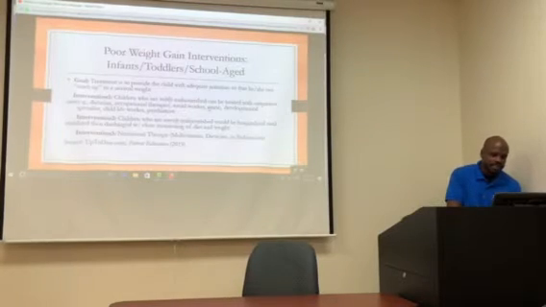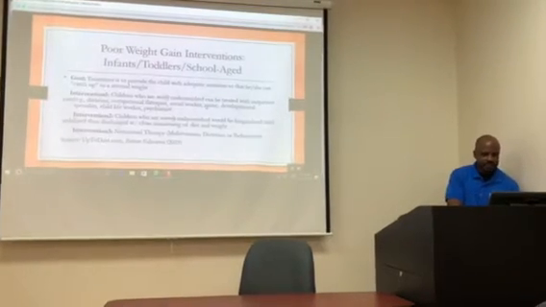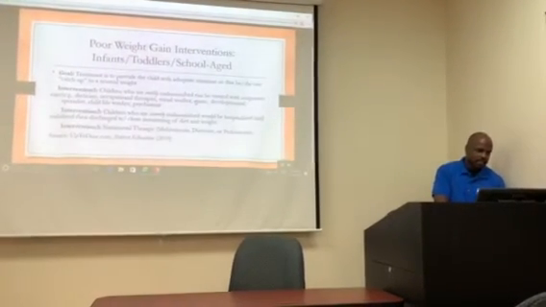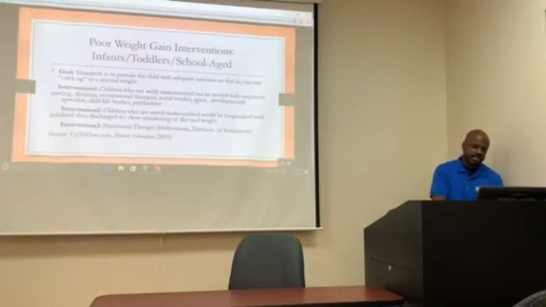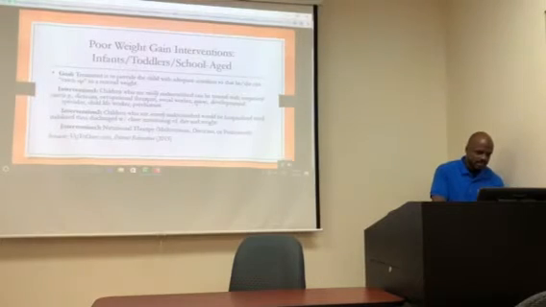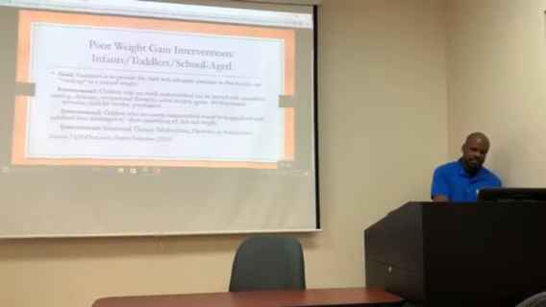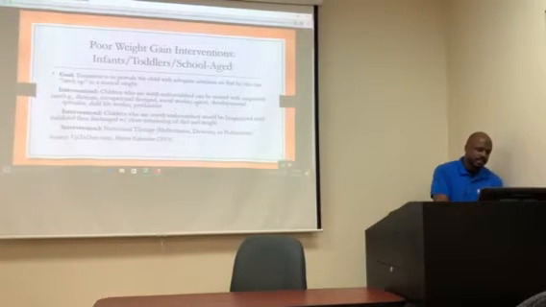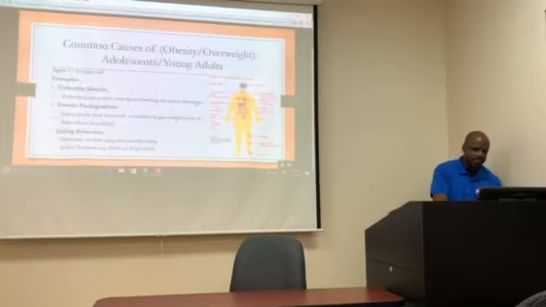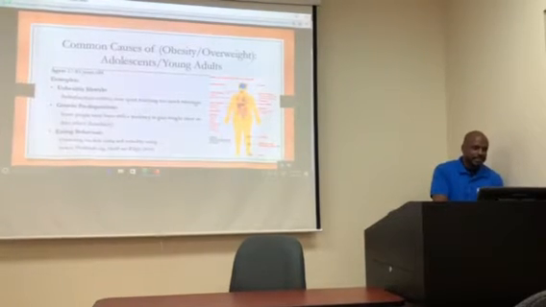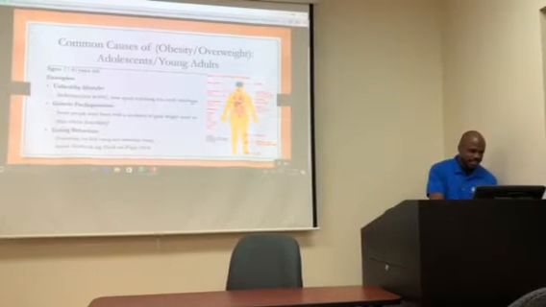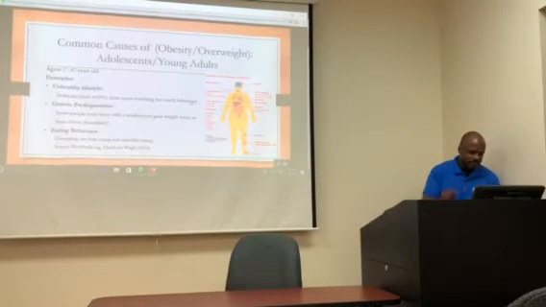Poor weight gain interventions for infants and toddlers in school age. The goal of treatment is to provide the child with adequate nutrition so that he or she can catch up to the normal weight. Intervention 1, children who are mildly malnourished can be treated with outpatient care. Examples shown.